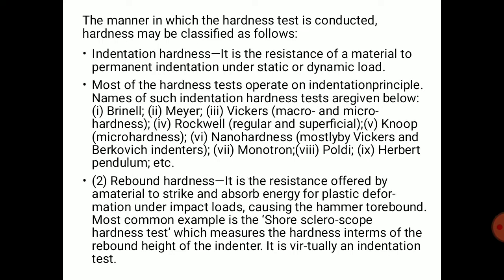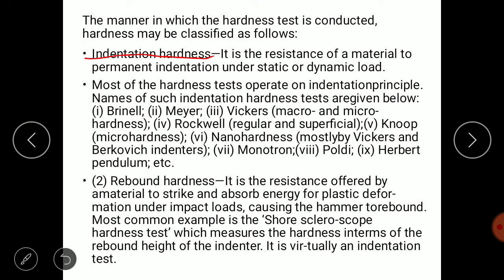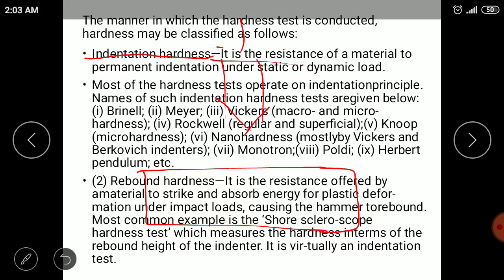Now there are types of hardness test. According to how the test is conducted, they can be classified. The first one is the indentation hardness test. Now what is indentation? Indentation is the phenomenon where we indent the surface of a metal with a sharp edge material while applying a load. So applying the load with the sharp edge material on the surface of the metal is nothing but indentation.